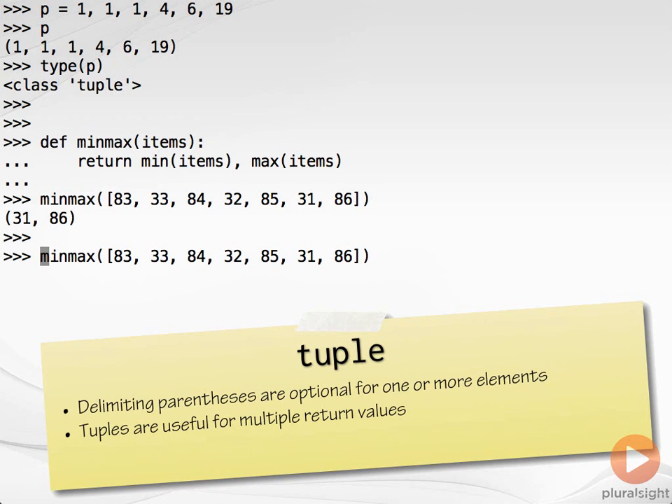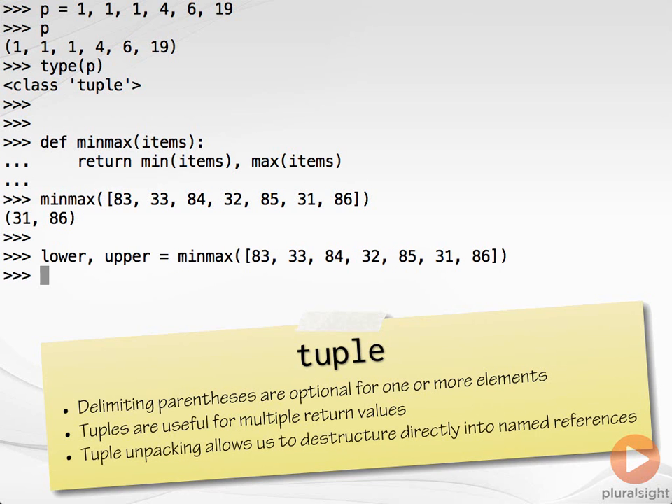Returning multiple values as a tuple is often used in conjunction with a wonderful feature of Python called tuple unpacking. Tuple unpacking is a destructuring operation which allows us to unpack data structures into named references. For example, we can assign the result of our min-max function to two new references like this.